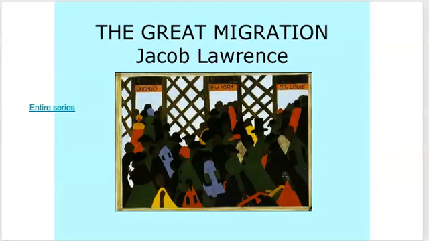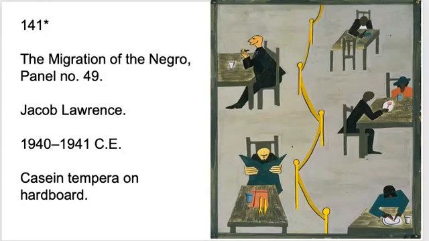Anyway, you should see all the panels, but this is the one that you really need to know. This is the one for your 250. It's your number 141, and it's in the series. It's panel number 49, so it comes later in the series. And it's a casein tempera on hardboard. This is a scene from a public restaurant in the north. As you can see, the people are segregated by this yellow pole that splits the image down the center.